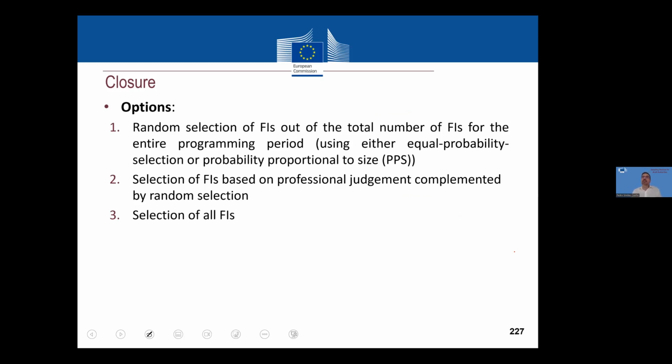And of course, the more the risk, the more comprehensive your work should be; the less the risk, the less comprehensive it needs to be. You have basically three options for closure. Either you select a random sample of financial instruments out of the total list of financial instruments for the entire programming period, and for this selection you use either simple random sampling or MUS, so equal probability selection or probability proportional to expenditure. Or you select some financial instruments on professional judgment and some based still on random selection. It may happen that you say, I want to audit these and these financial instruments, and for the others, I will select a random sample. And the third option is that you select all the financial instruments, which is also fine, of course. So a little bit of detail for each one of these three options.